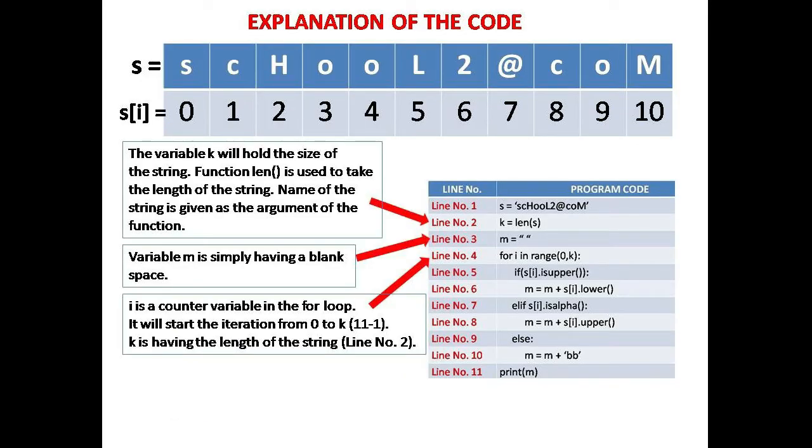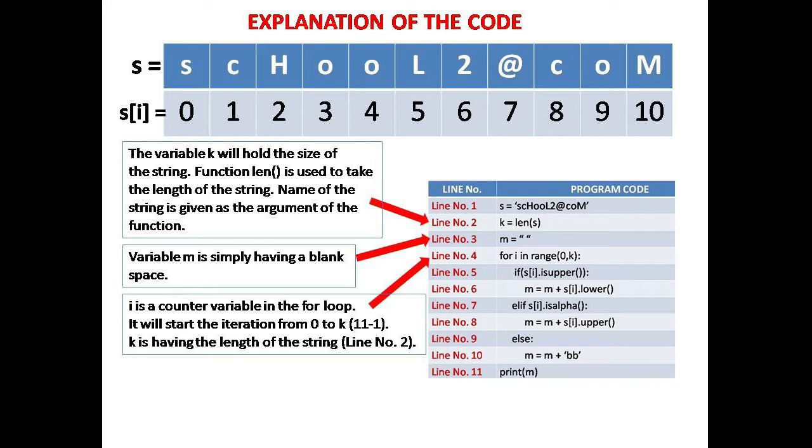Now, line number 2 of this program says k is equal to len(s). That means there is a variable k which will hold the length of the string s. The len function is used to find out the length of the string. The length of the string means counting the characters that are present in this string. If we take the example of this particular string, the value of k will be 11. In line number 3, we have a variable m which is having a blank space. We will use this blank space later in this program.